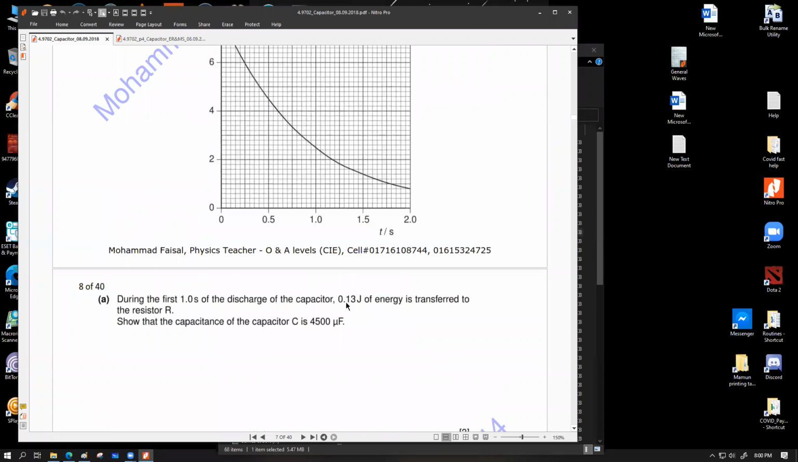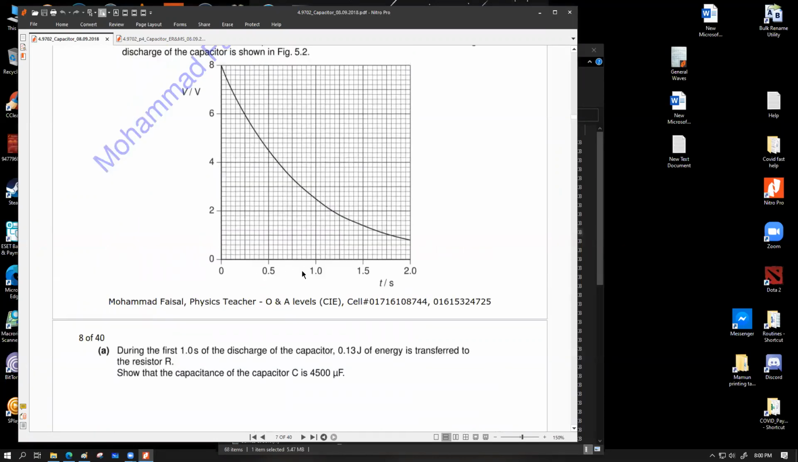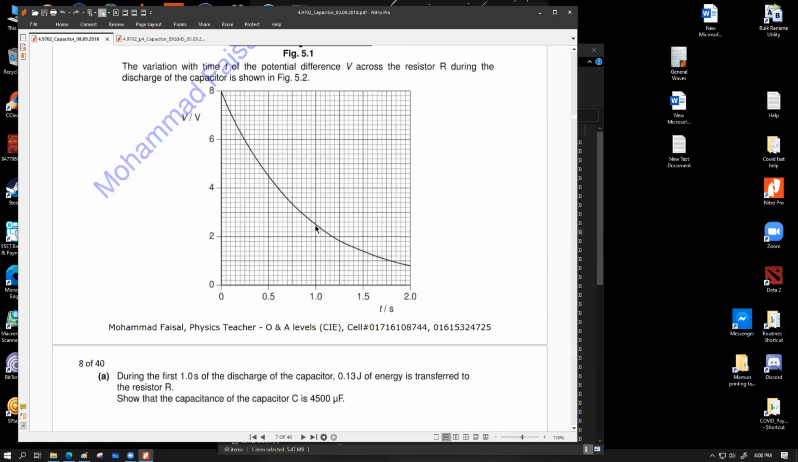So during the first 1 second of the discharge, our voltage drop goes up to here. It started from 8, it dropped down to this much. And how much would you read this as voltage? 2, 3, this would be 2.5, right? This one should be 2.5. On the y-axis. Yes sir, 2.5.